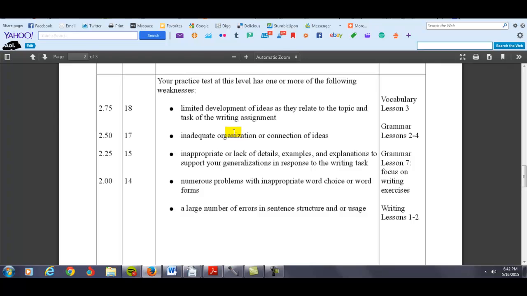So I think sometimes there's inadequate organization, or sometimes your sentences, especially in the introduction, weren't connected together very well. It didn't fit very well. As you're moving from your general to your more specific statements, you had some cohesion problems. But you also have a lot of problems either with word choice or a large number of errors in sentence structure and/or usage. So these are also some issues that you're dealing with in your writing right now.